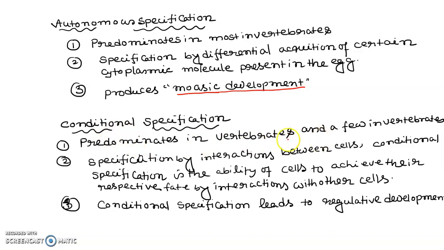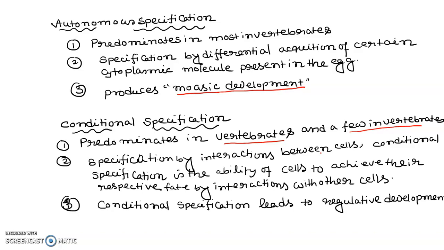Conditional specification predominates in vertebrates and a few invertebrates. It is specification by interaction between cells. Conditional specification is the ability of a cell to achieve its respective fate by interaction with other cells, or nearby cells.